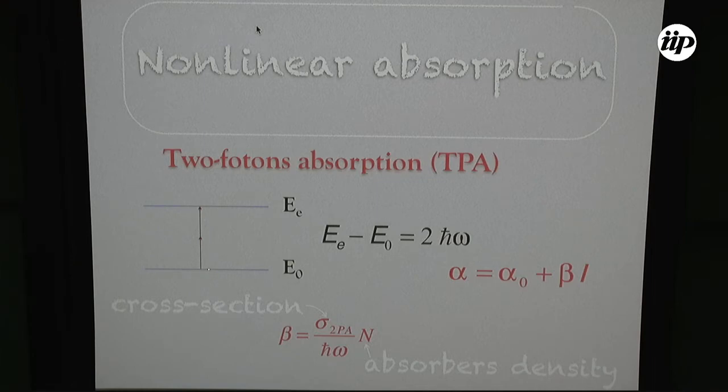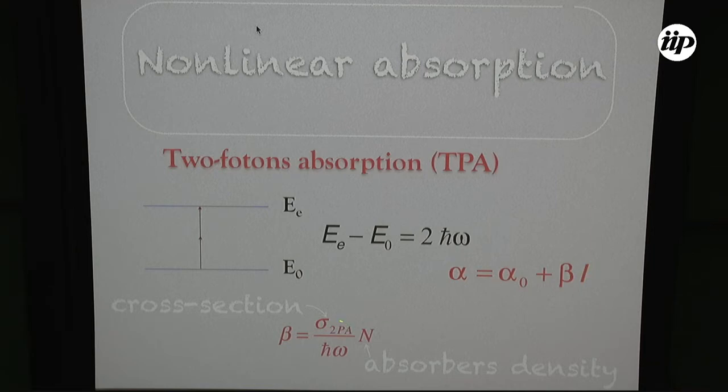So basically you have this state here. The energy of one photon is not enough to put the electron from the ground state to the first excited state here. So the difference between them is basically twice the energy of a photon. You are interacting with your sample. So the absorption will now have a sum of the usual linear absorption and another one, which is named the nonlinear absorption of the sample, which is also a term proportional to the intensity of the beam.